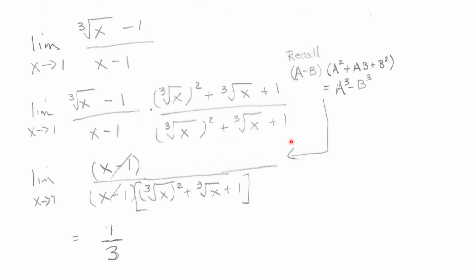And so when we do that multiplication using this identity, we get x minus 1 over x minus 1. The common factor cancels, and now we can plug in x equal to 1. And when we plug in x equal 1, we get 1/3 as our answer.